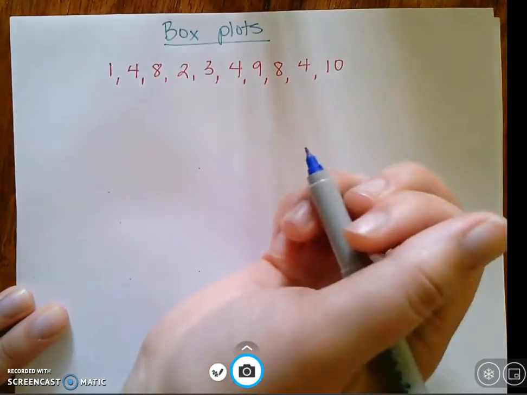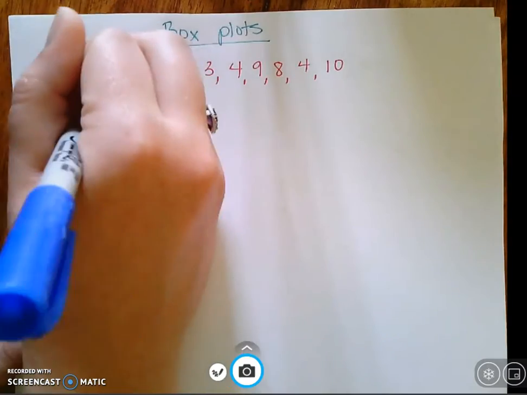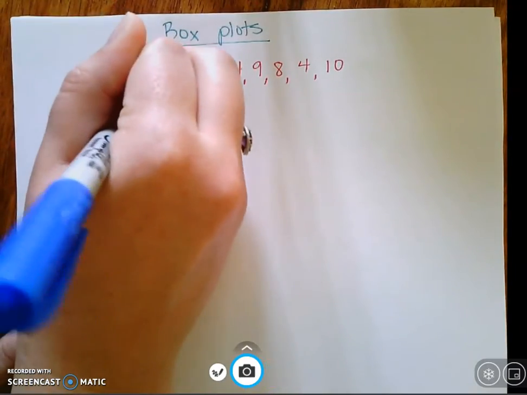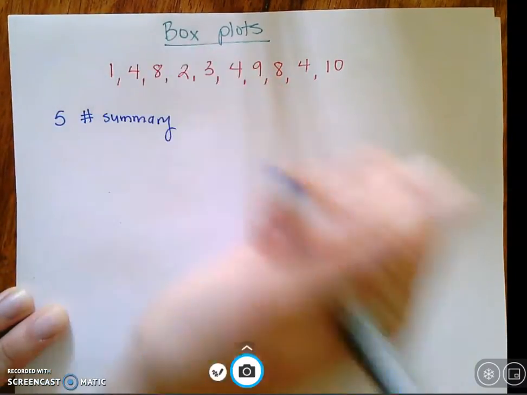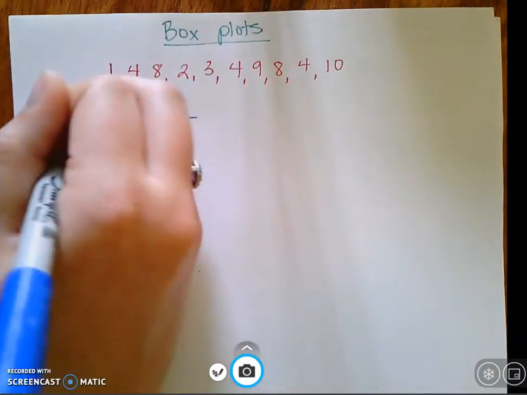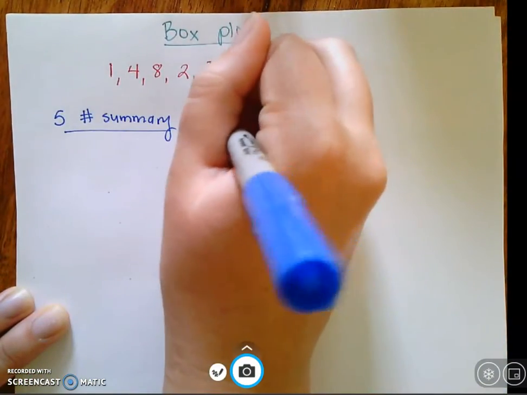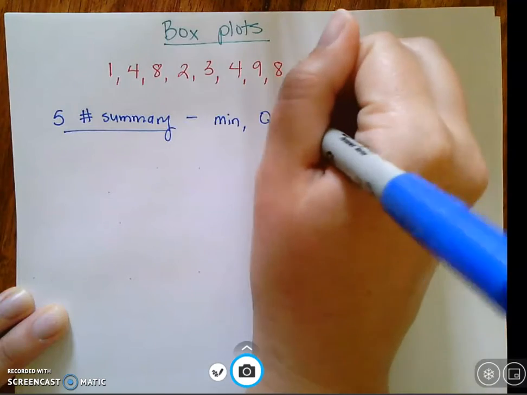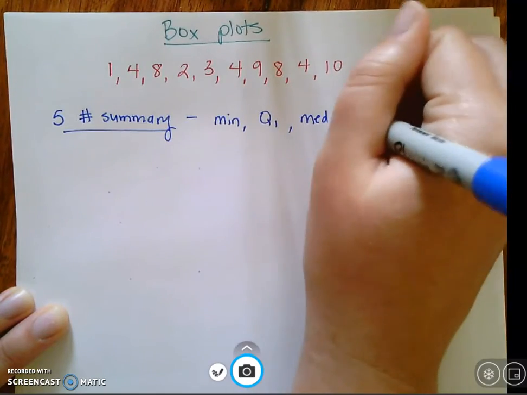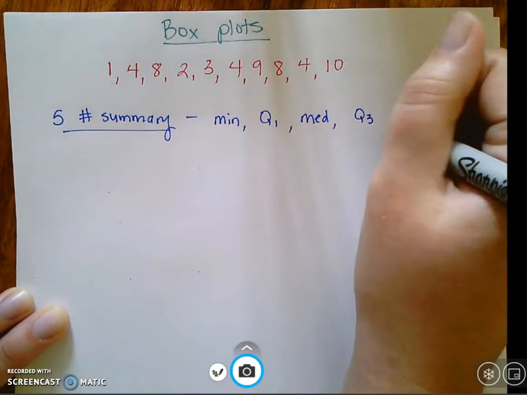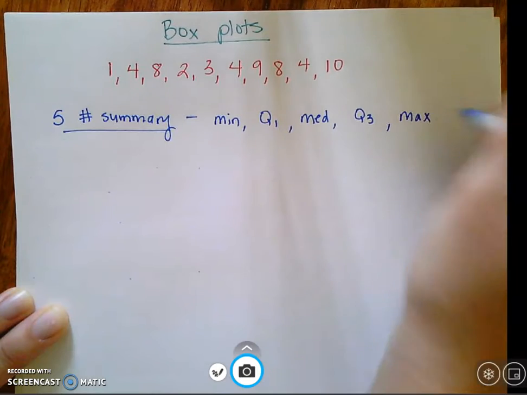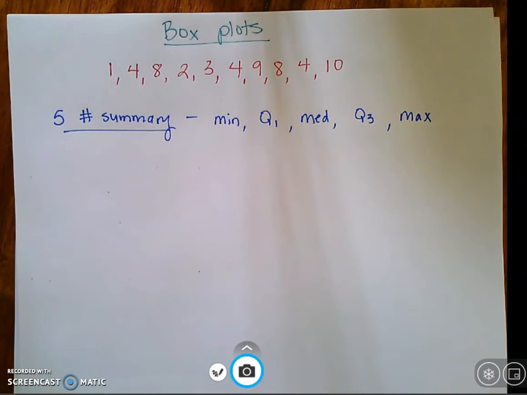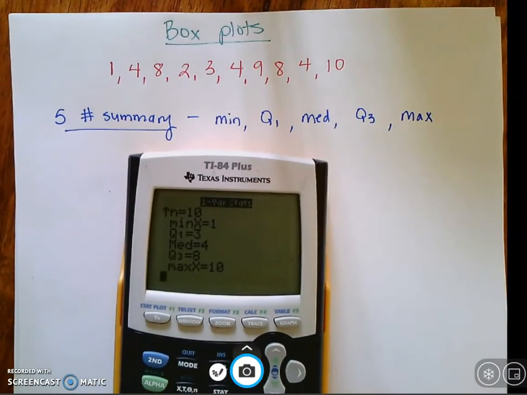So in order to do a box plot, you need what is called the 5-number summary. And the 5-number summary consists of the minimum, what's called Q1, that's quartile 1, the median, quartile 3, we abbreviate Q3, and the maximum. So these are the 5 things that make up the 5-number summary. We actually found these in our calculators with this set of data, so I want to show you real quick.